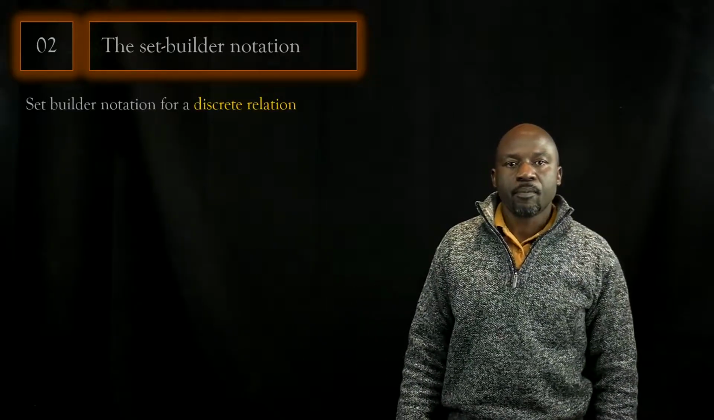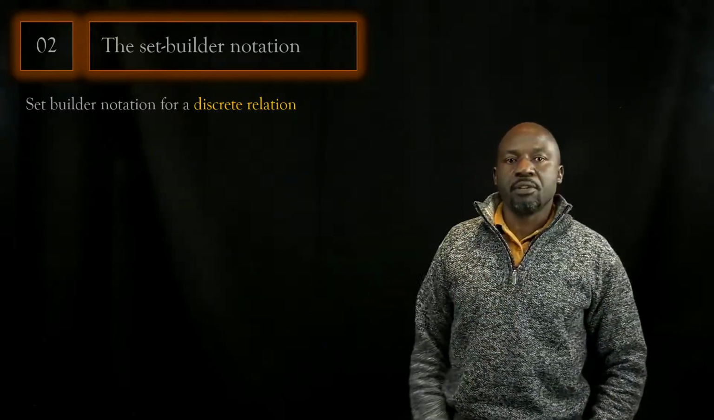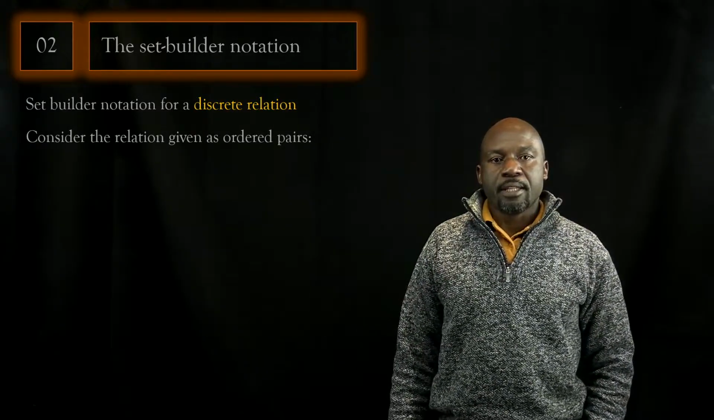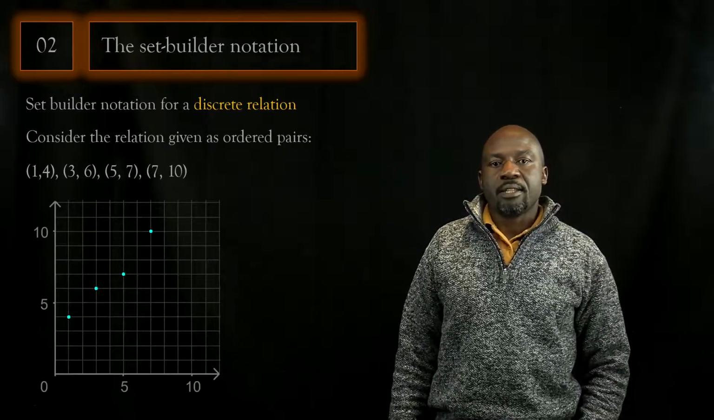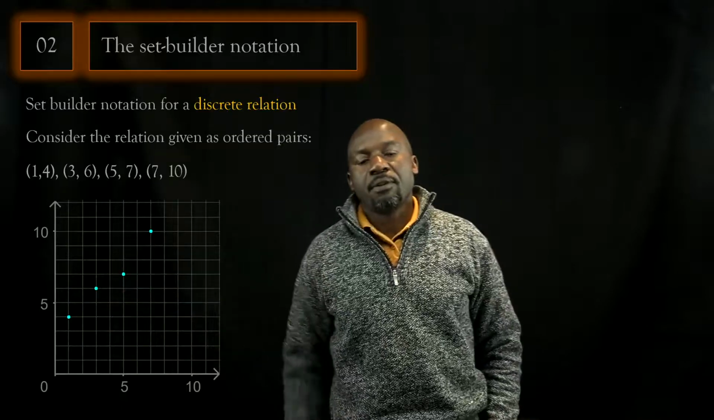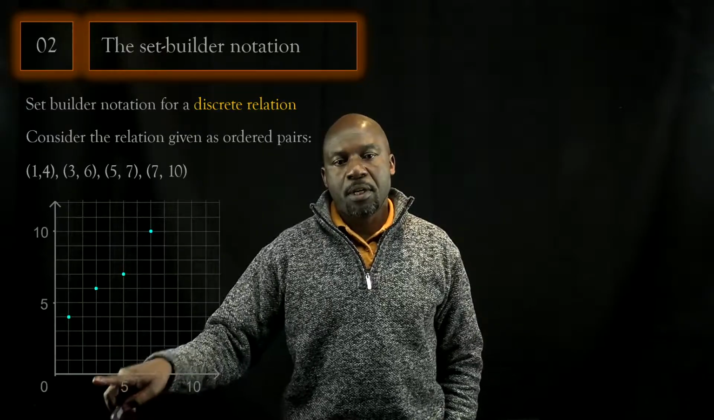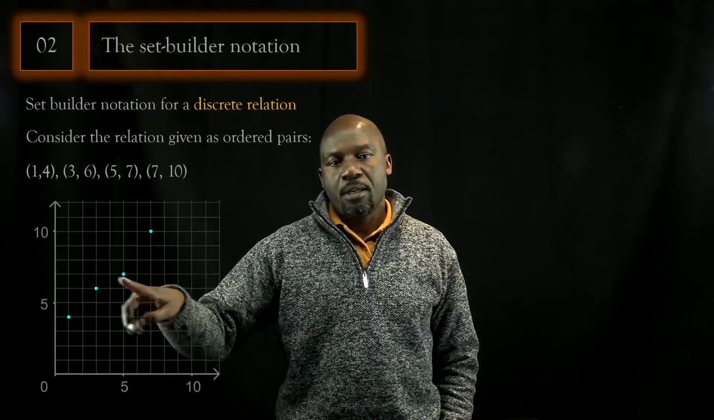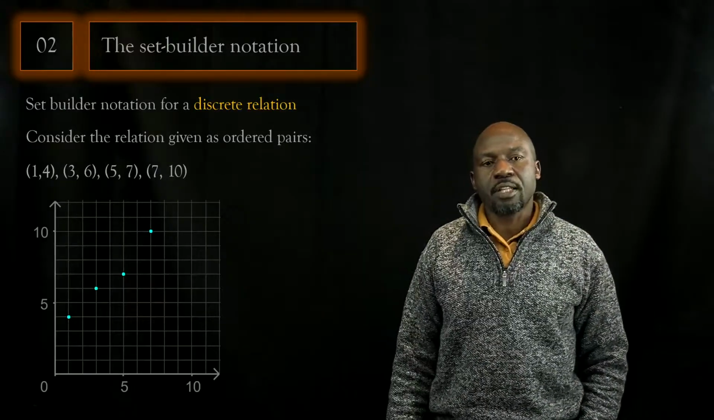Right, let's move on. So set builder notation for a discrete relation. Here I am defining what a set builder notation is. Consider the relation given as ordered pairs containing values of x and values of y like that. We can represent this ordered pair in a graph such as this. So this is 1 is to 4, 3 is to 6, 5 is to 7, and 7 is to 10. So that's a set of ordered pairs.